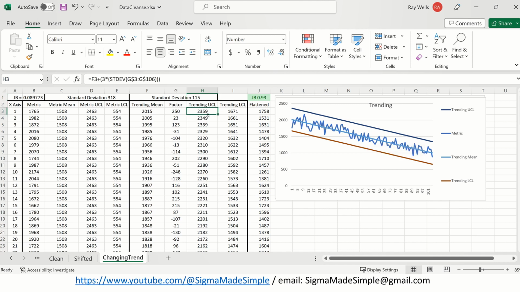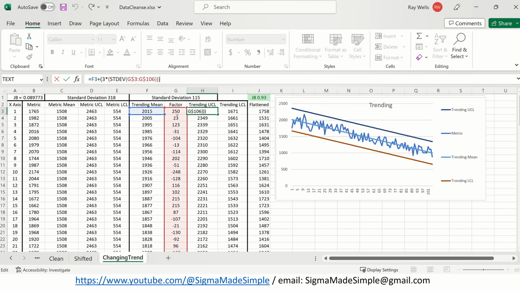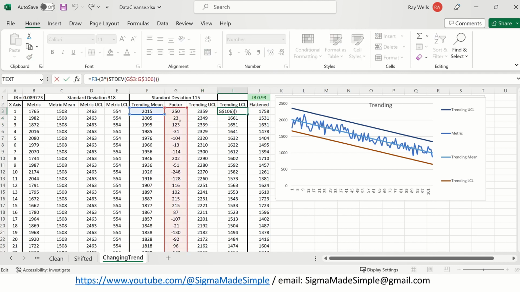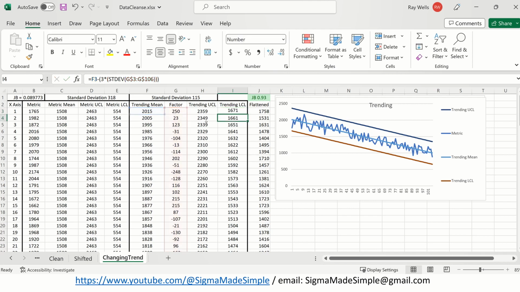Then you can use that to take the standard deviation of this column and you just multiply by 3, and then you add that to the trending mean, and that gives you your upper control. You do the same thing for your lower control. It's basically the standard deviation of this column, you multiply by 3 and add it or subtract it from your trending mean. That gives you your lower control limit, and that's what these are here. And now you can see that if you start making changes, you can detect them much more quickly.